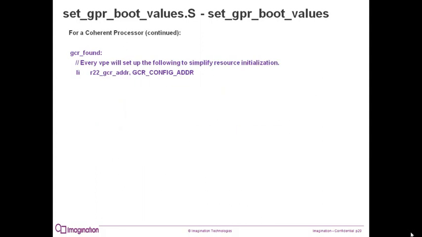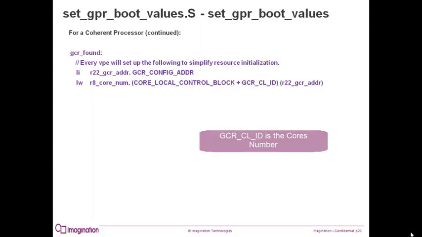Now that the code has determined it has valid GCRs, it will save the address in GPR22. The code stores the GCR CLID into GPR8. The GCR CLID is the number of the core that is executing this code within the coherent processing system. The GCR CLID is located within the core local control block.